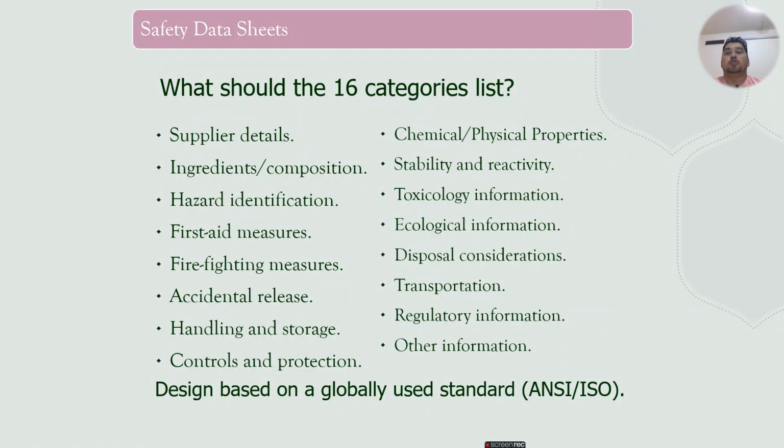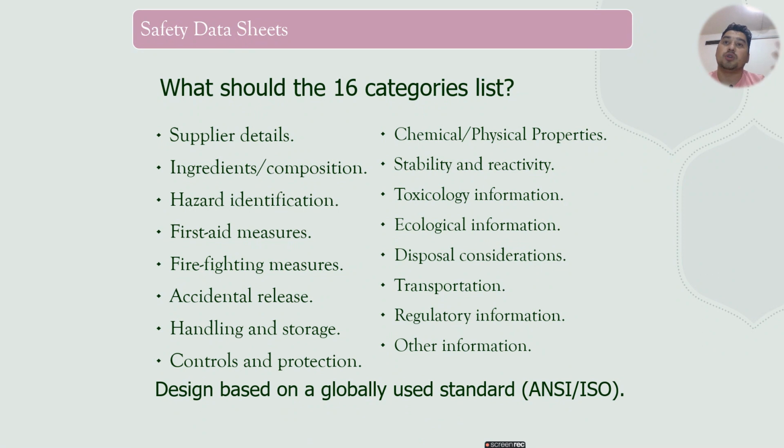Safety data sheets. As you know, any hazardous substance or any chemical will come with a safety data sheet. A safety data sheet will contain 16 important pieces of information. So these are the 16 that you can get: supplier details, ingredients, what ingredients have been used to make that particular substance, hazard identification, hazards related to the particular chemical, first aid measures.